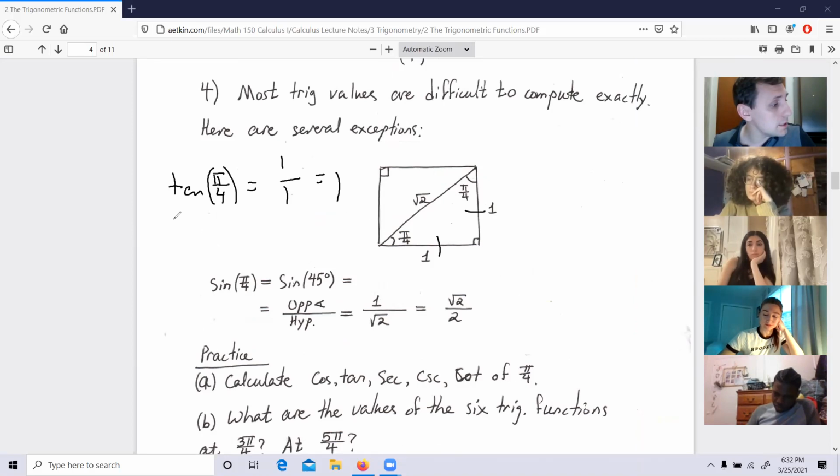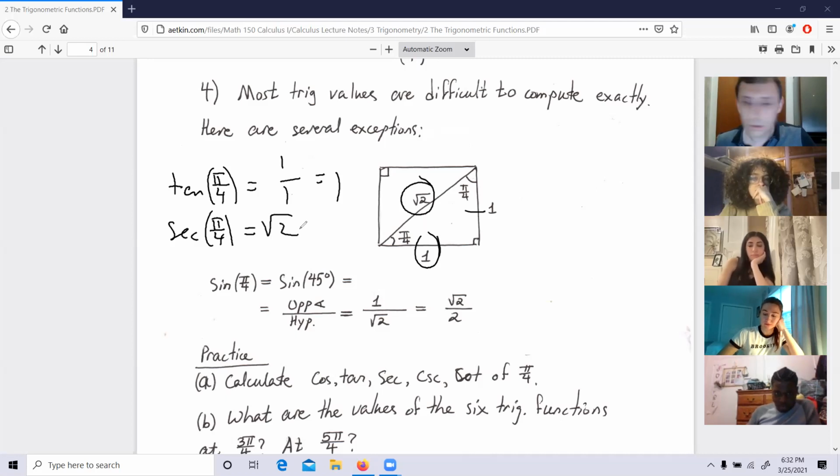What is secant of pi over 4? Secant of pi over 4, look at it, guys. This is hypotenuse over adjacent, root 2. Good? What is cosecant of pi over 4? Cosecant of pi over 4 is hypotenuse over opposite. It happens to also be root 2. Good?